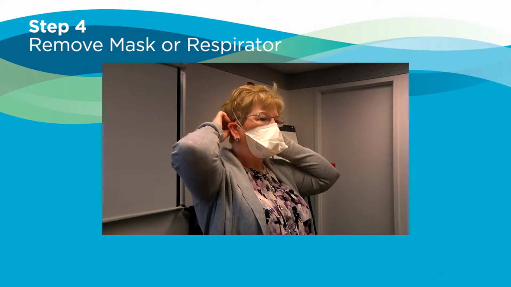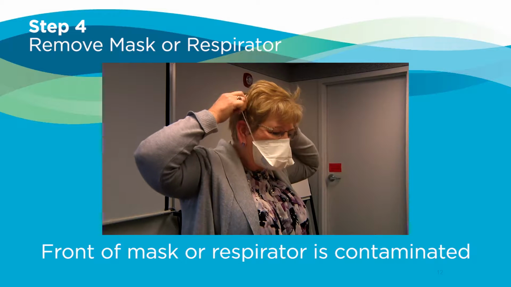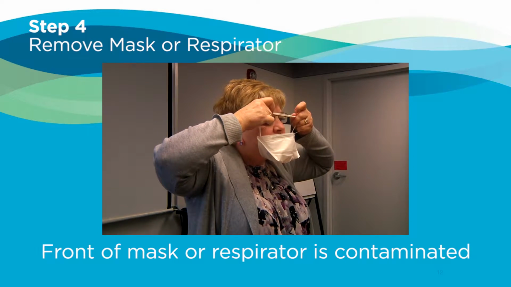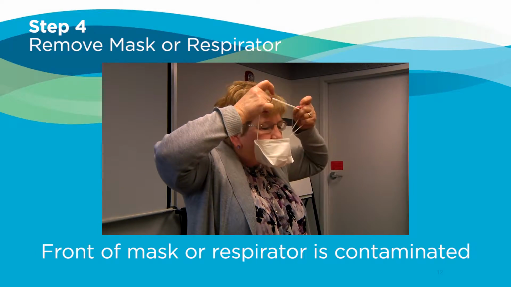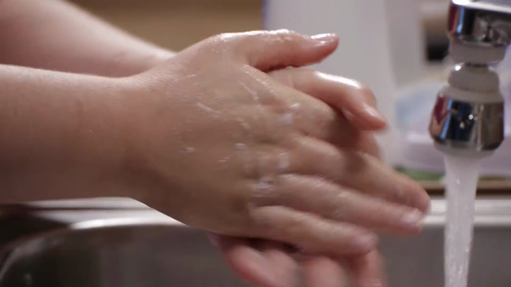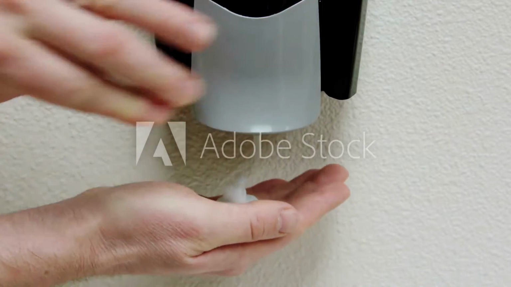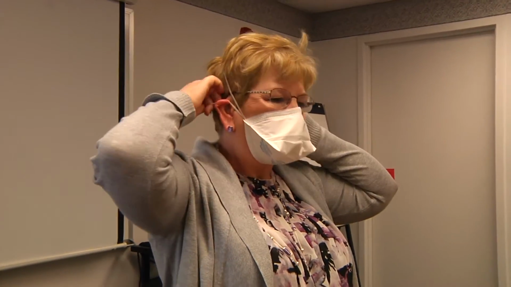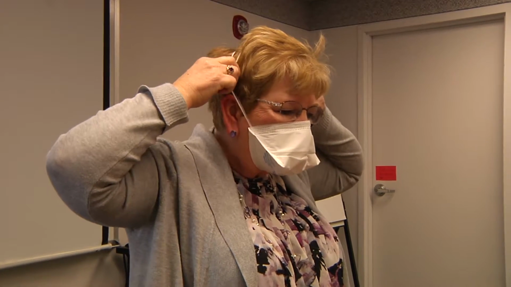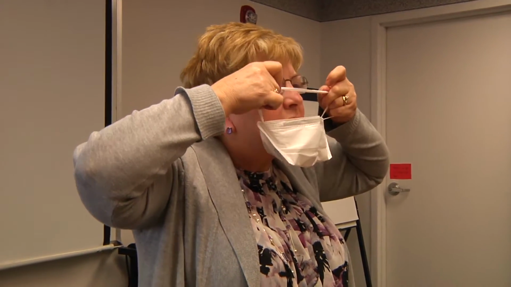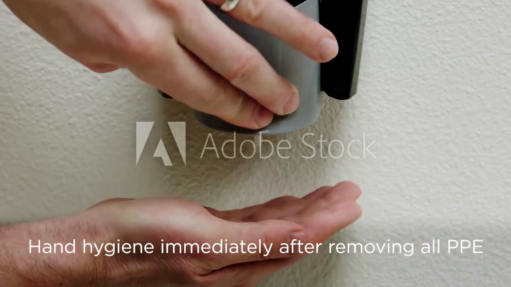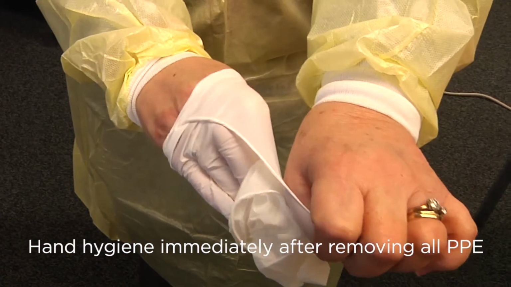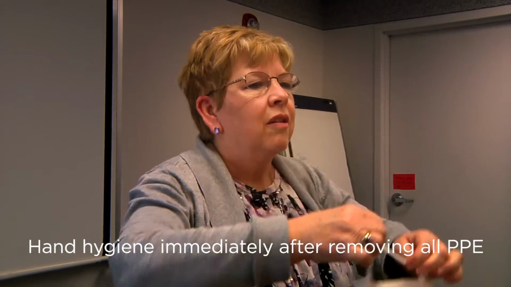Next, when removing your mask or respirator, remember that the front of your mask or respirator is contaminated. Do not touch this. If your hands get contaminated during mask or respirator removal, immediately wash your hands or use an alcohol-based hand sanitizer. Grasp bottom ties or elastic of the mask or respirator and then the ones at the top and remove without touching the front. Discard in a waste container. Remember to wash your hands or use an alcohol-based hand sanitizer immediately after removing all PPE.